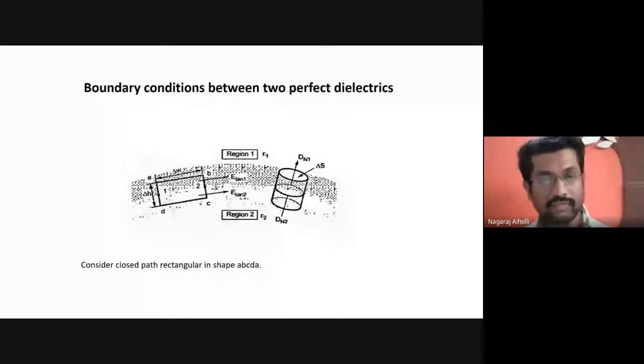Right here, it is E tan 2 for the dielectric 2, in the second medium, in region 2. Therefore, its tangential component is E tan 2. Correct. E tan 2 is the tangential component. But A to B is opposite to that of C to D. Everybody agree with me? A to B is opposite to that of C to D.